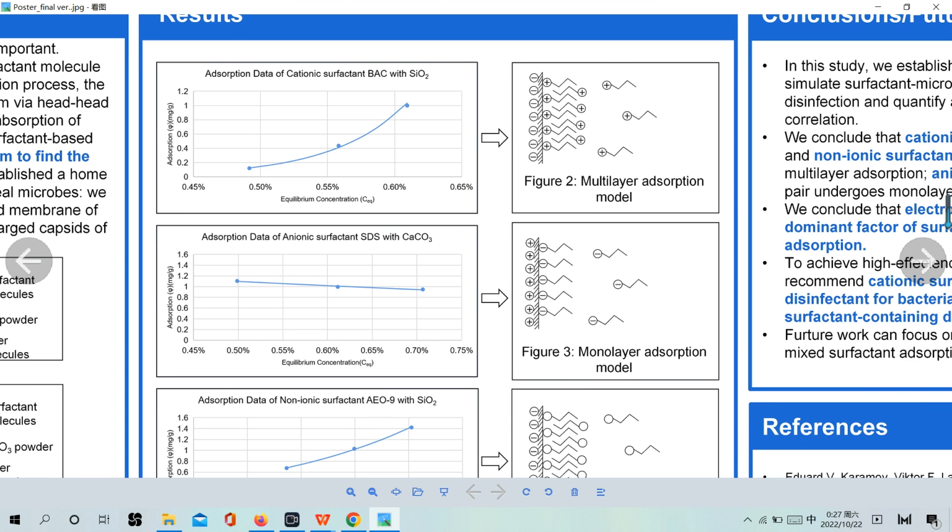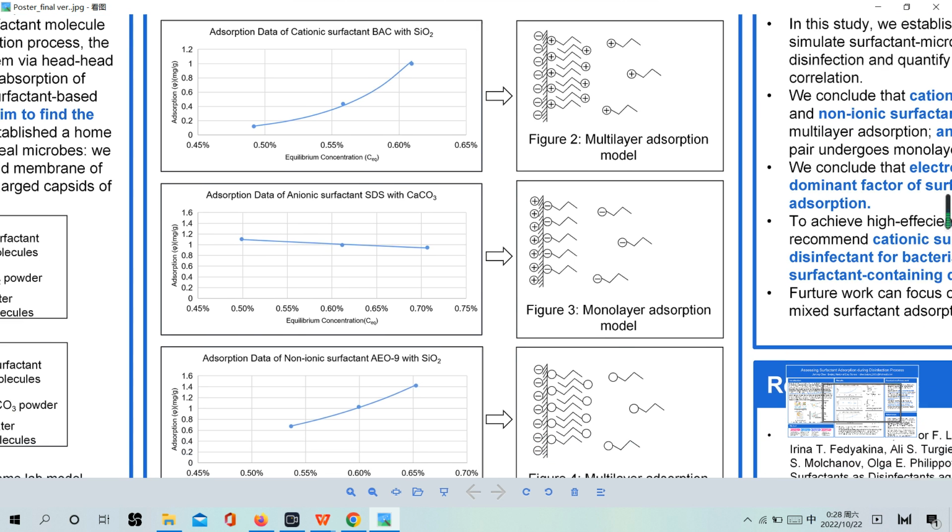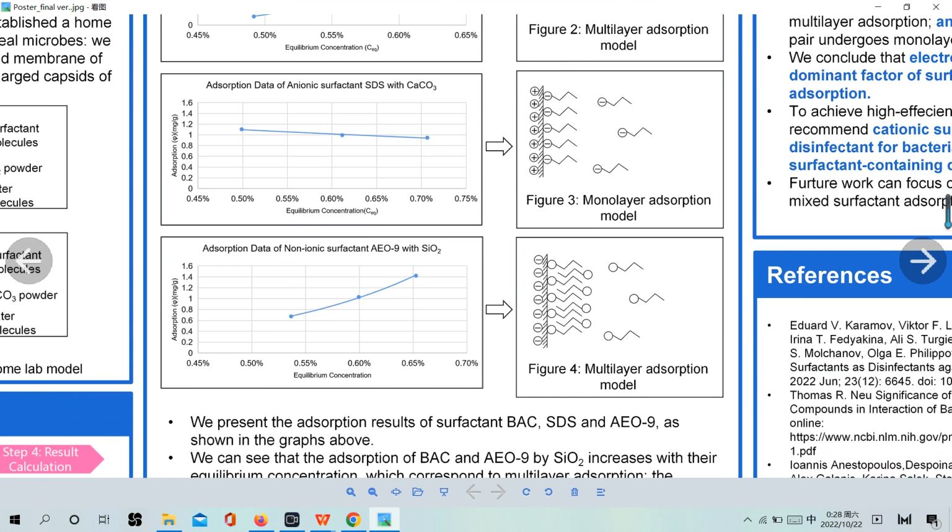And for the absorption of the anionic surfactant with the calcite powder, we can see that as the equilibrium concentration increases, the amount of absorption has no significant alteration, which corresponds to the monolayer adsorption model. For the non-ionic surfactant absorption with the silica powder, we can see that as the equilibrium concentration increases, the amount of absorption increases, which also corresponds to the multilayer adsorption model.